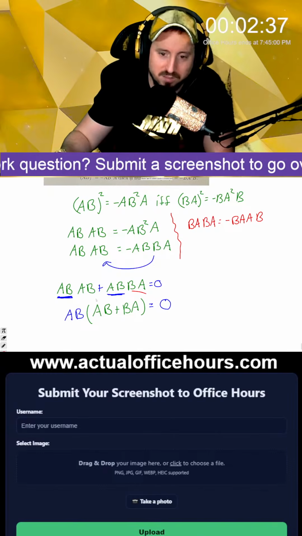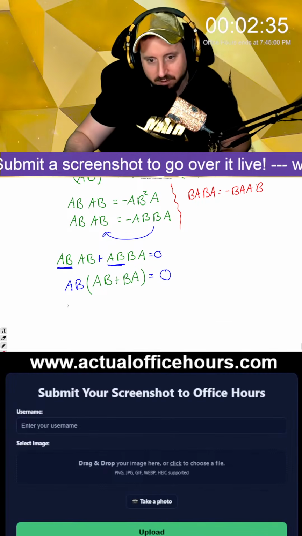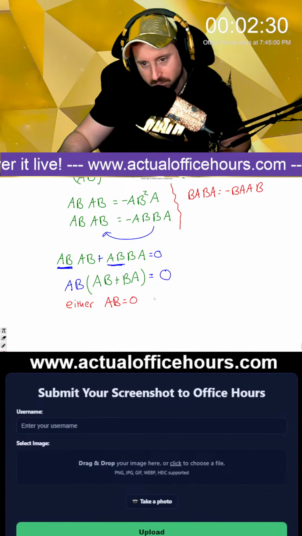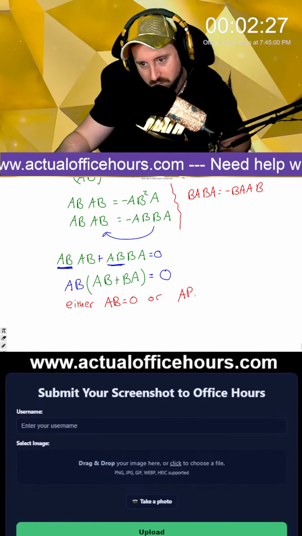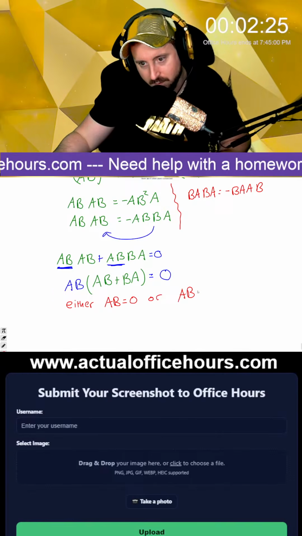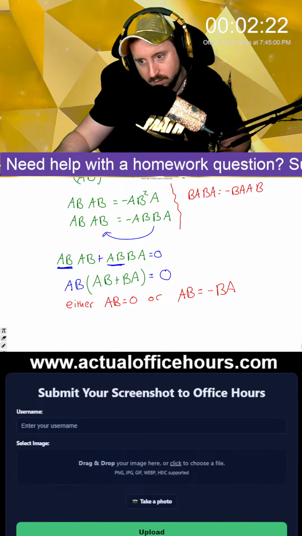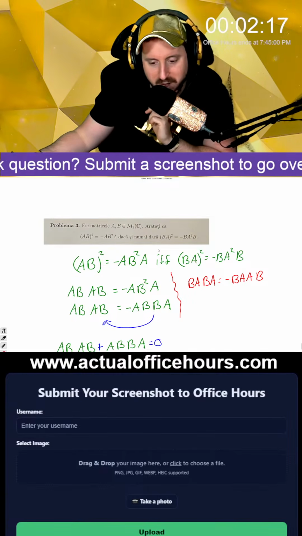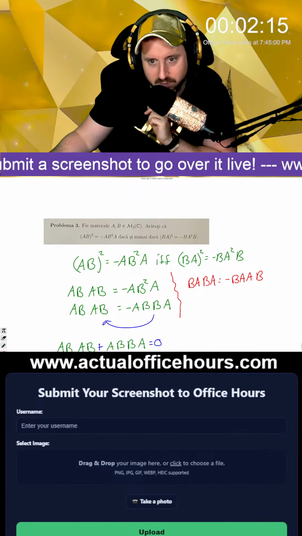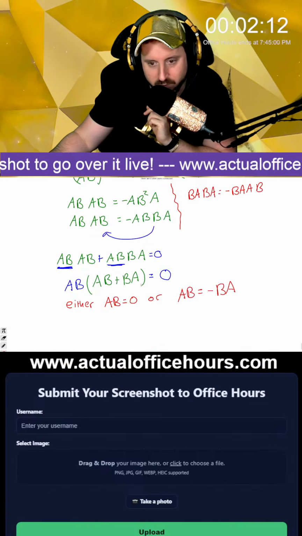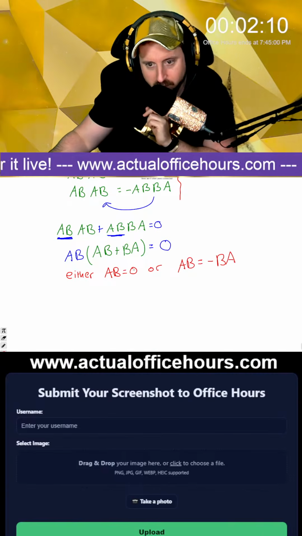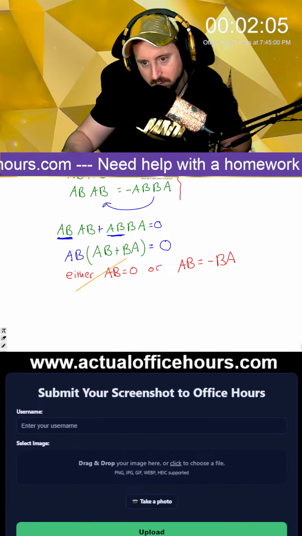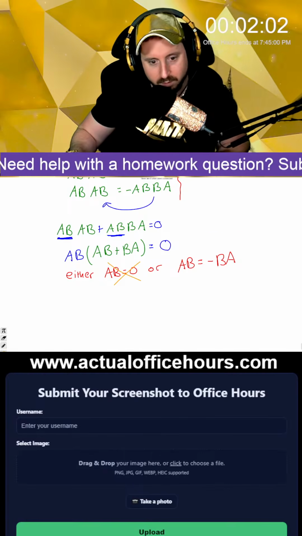Okay, so this tells me either AB equals 0 or AB equals minus BA, right? Yep. And I don't think AB can equal 0, because that's not a matrix, right? Because that means matrix A or matrix B would just be 0. Oh yeah. So I don't think that's allowed. So we can't do that. But this is true.